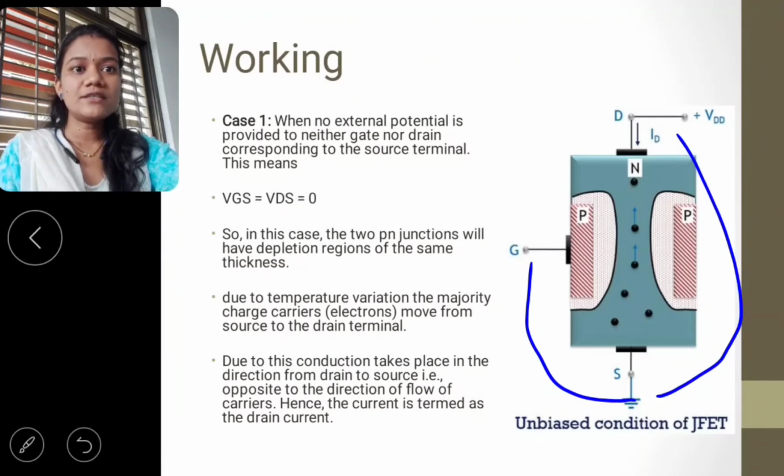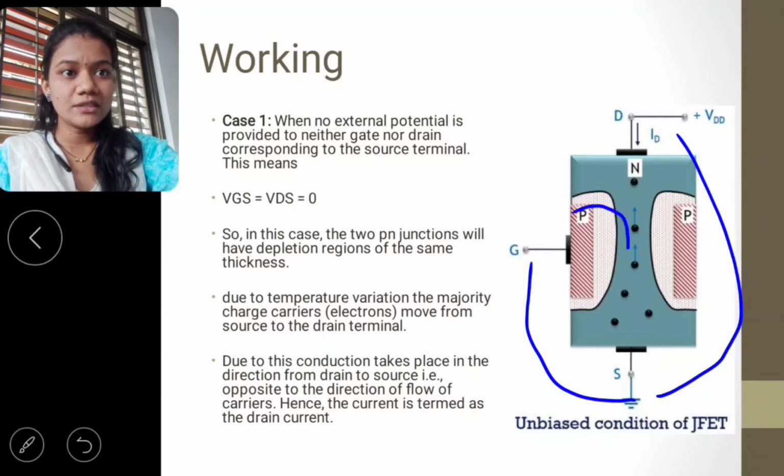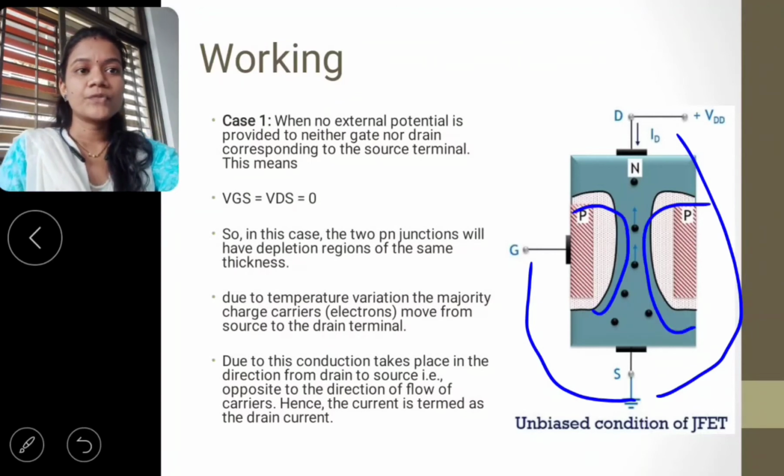In this case, the two PN junctions will have a depletion region of the same thickness. So when there is no external potential, the PN junctions will have the same depletion region. This is nothing but your depletion regions. So when there is no external voltage, the depletion regions have the same thickness.